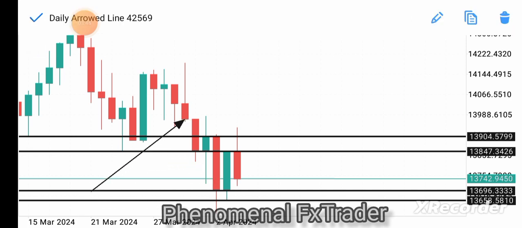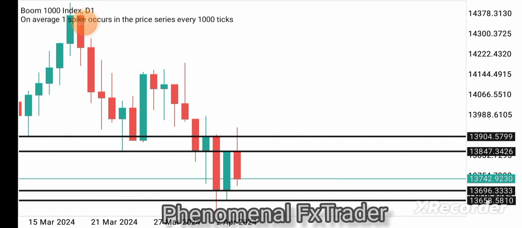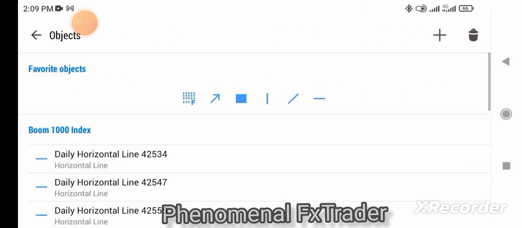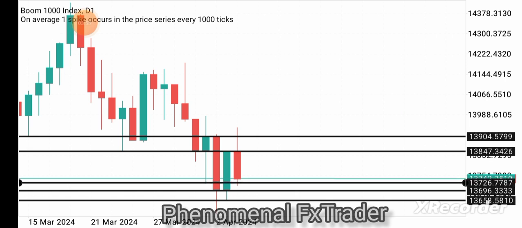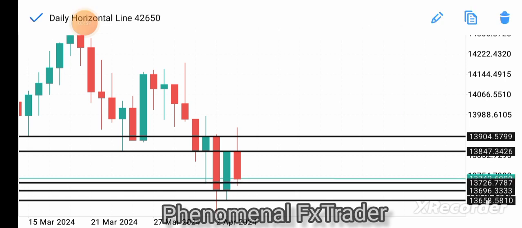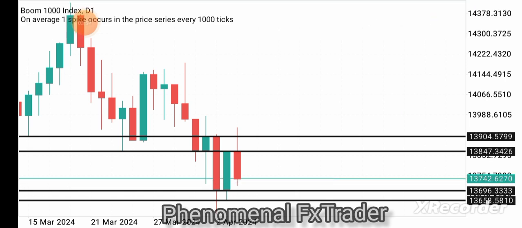Let me show you the low we would want to target. This particular level here, this is where we will target. We'll have this particular candlestick wick here. That's what we want to target, but that's not even the important thing at this point. I want to show you how I was able to enter the market.